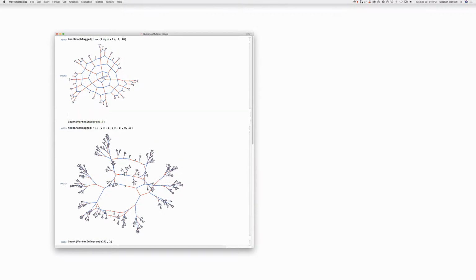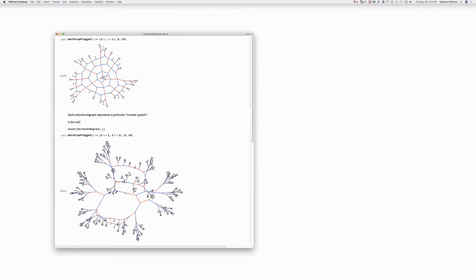That each colored subgraph represents a particular quote-unquote number system. But now, wait a minute. The colored subgraphs are not necessarily connected, right? Okay, so that's a question. Is the red subgraph connected? Answer, no. Correct.